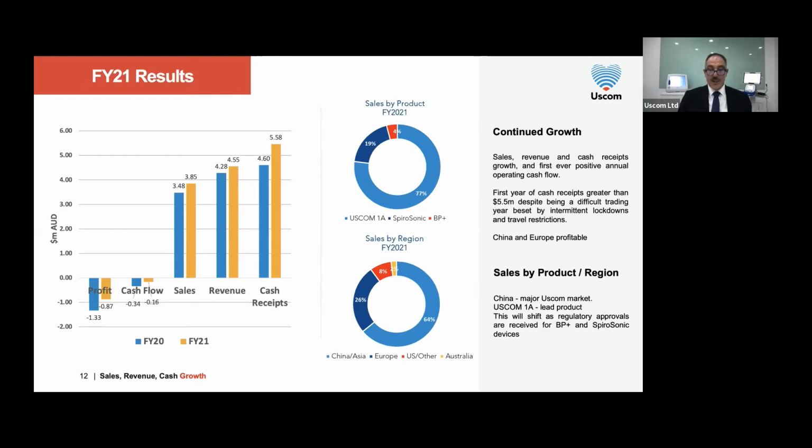The Uscom 1A generates 77% of all Uscom revenue, with Spirosonic contributing 19% and BP Plus 4%. Regionally, more than 64% of our total sales were derived from China and Southeast Asia, with 26% derived from Europe and less than 10% received from the US. We anticipate total sales to continue increasing in all jurisdictions from organic growth and as new approvals are received and the pandemic settles.